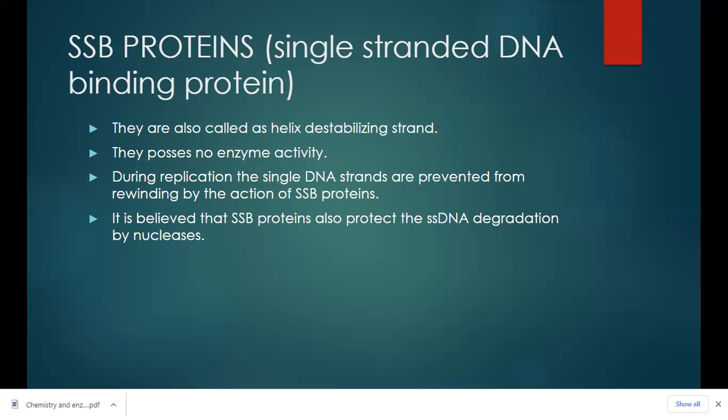So during replication, the single DNA strands are prevented from rewinding. Once the strand is separated, they tend to rewind. This rewinding is prevented by the SSB protein. It is believed that the SSB protein also protects the single stranded DNA from degradation by nucleases.